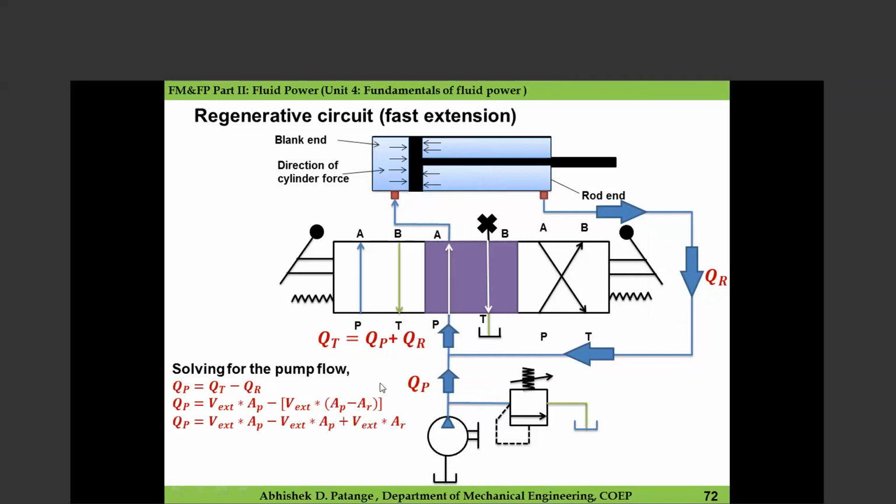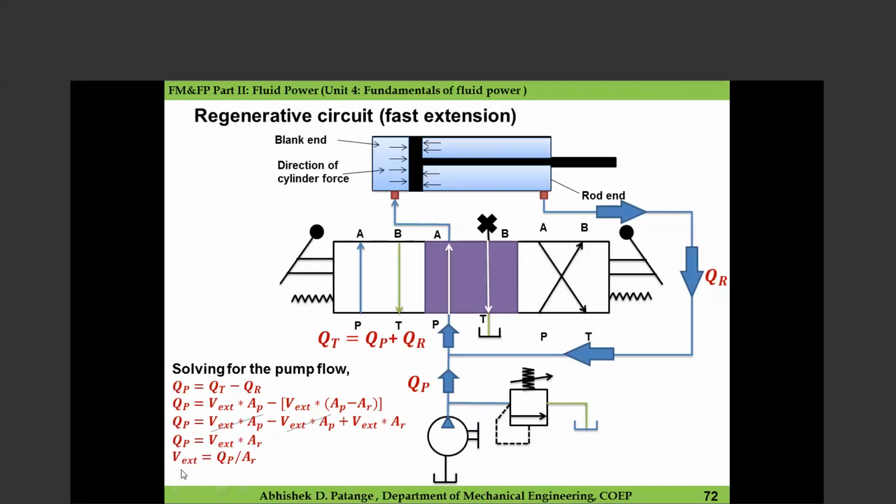So let us solve this equation. We simplify it and get QP equals velocity of extension into area of piston, minus velocity of extension into area of piston, plus velocity of extension into area of connecting rod. Now these two terms are the same, velocity of extension into AP and velocity of extension into AP with the opposite sign, so they get cancelled. So what we get is QP equals velocity of extension into area of connecting rod.